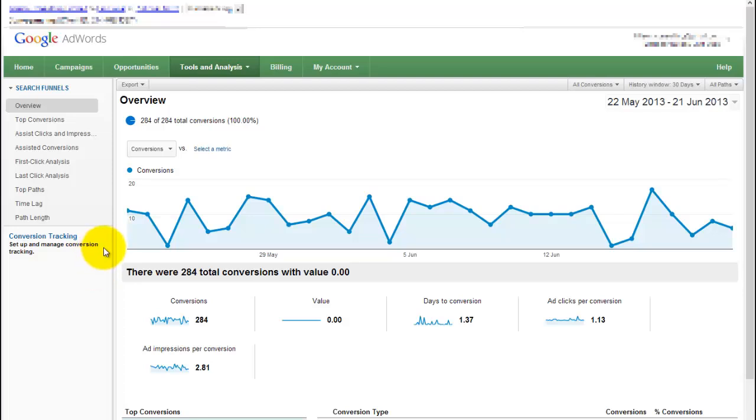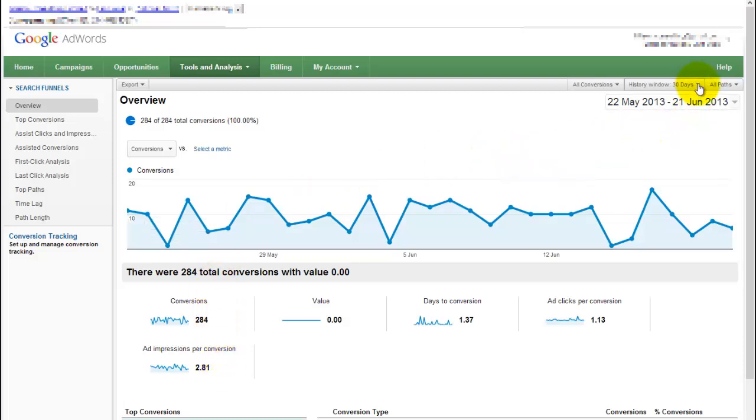So the one we're interested in here, we're looking at 30 days worth of data. We had 284 total conversions, and the interesting thing is 1.37 days to conversion and needed 1.13 ads on average, and to see 2.81 ads during that 1.37 days. So typically users are searching up to 3 times.